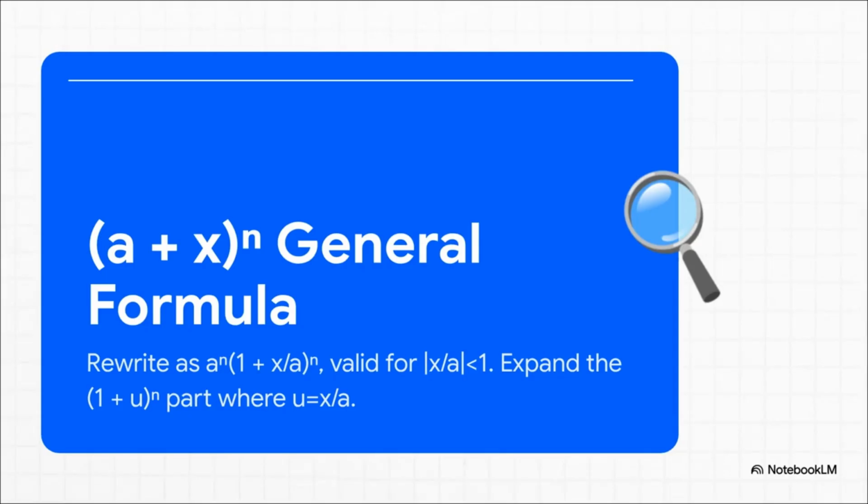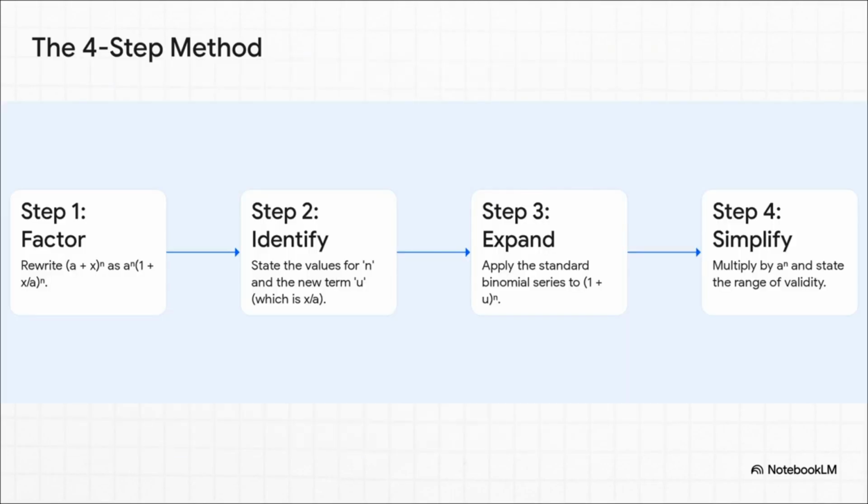Okay, so here it is, the big idea. The thing is, we can't really expand our original expression directly. It's just not in the right format. But what we can expand is something that looks like this: (1 + u)^n. We already have a formula for that. So the entire game plan, the whole trick, is to rearrange our problem by factoring out that a term. That's what gets us to a form we actually know how to handle. And this is the process that's going to get us there every single time.